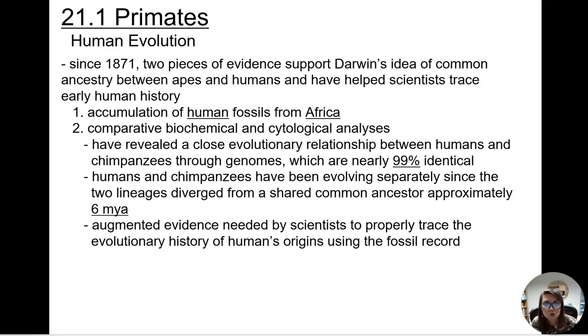So these have revealed a close evolutionary relationship between humans and chimpanzees through genomes, which are going to be nearly 99% identical. Humans and chimpanzees are going to have been evolving separately since two lineages diverged from each other, which had a shared common ancestor that was approximately 6 million years ago. And so that's at the point where they start to diverge and go in separate directions. Augmented evidence is needed by scientists to properly trace the evolutionary histories of human origins using fossils.